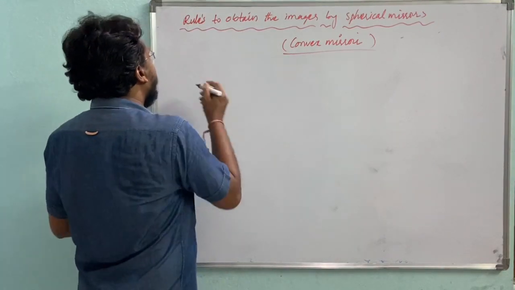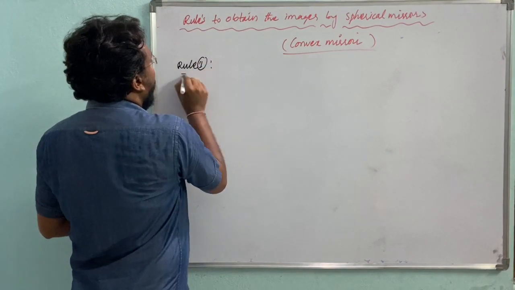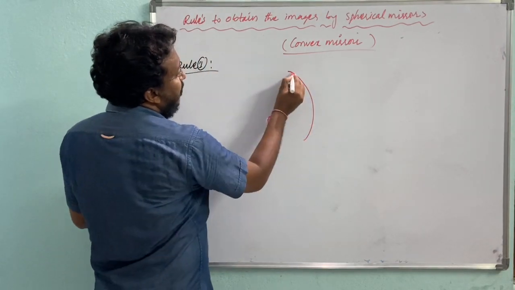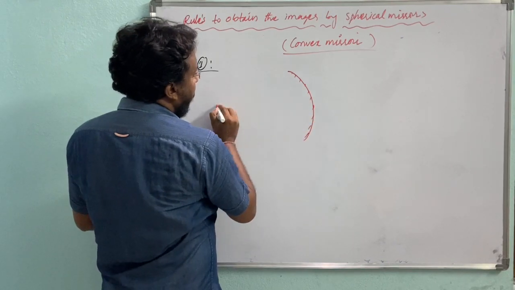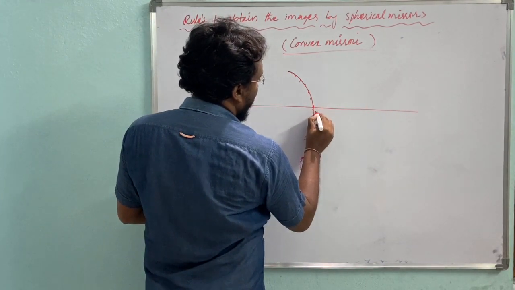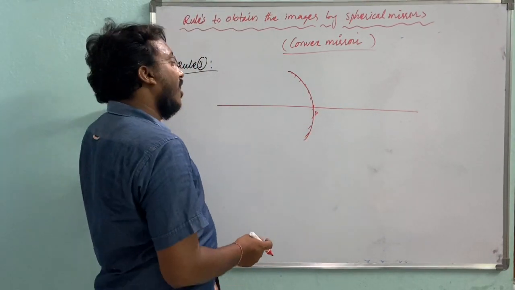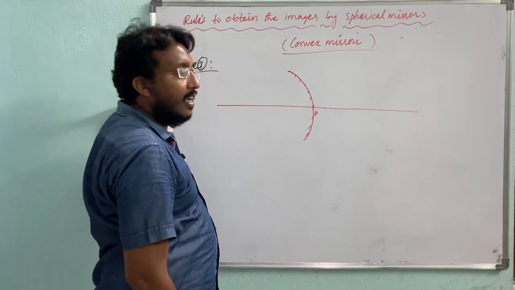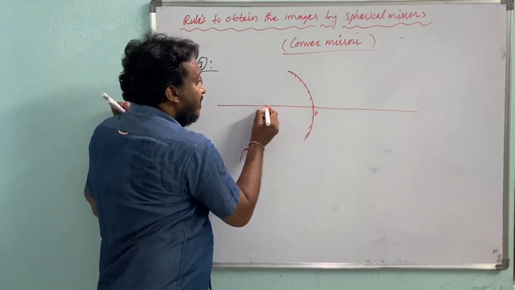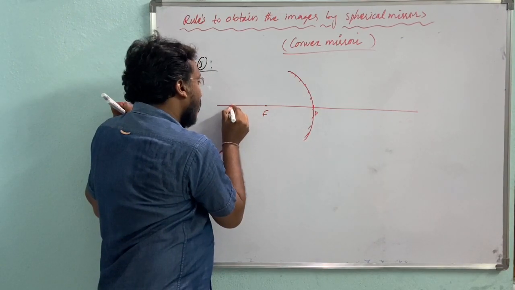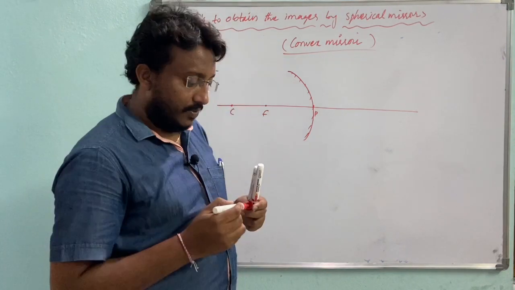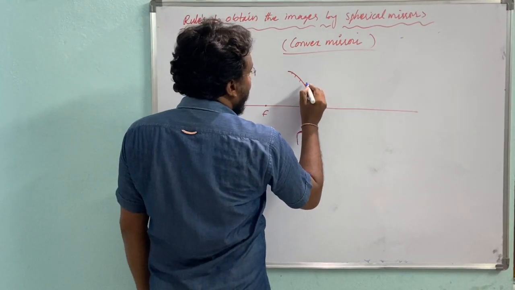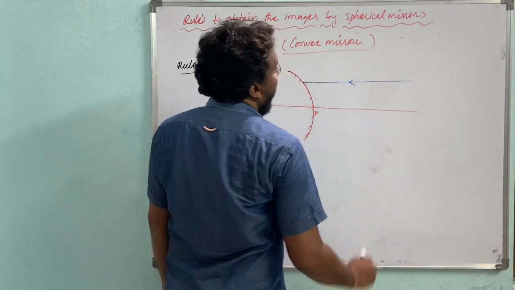Then rule 1. Rule 1 says that if an incident ray is passed parallel to the principal axis, in a convex mirror with the pole here. We discussed in our previous class that for the concave mirror, the center of curvature and focus lie in front of the reflecting surface. But in the case of the convex mirror, the focus and the center of curvature lie behind the reflecting surface. What is the first rule? If an incident ray is passed parallel to the principal axis.